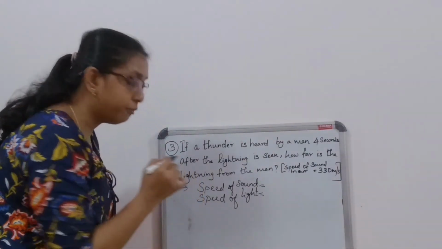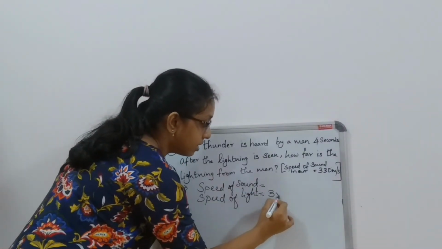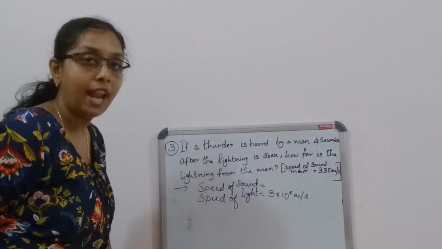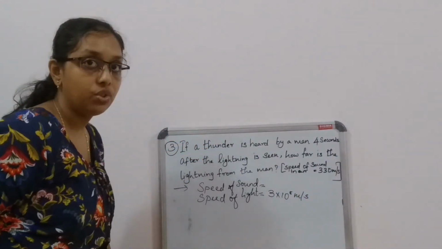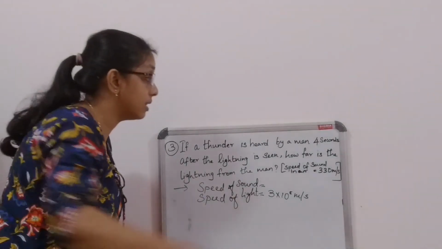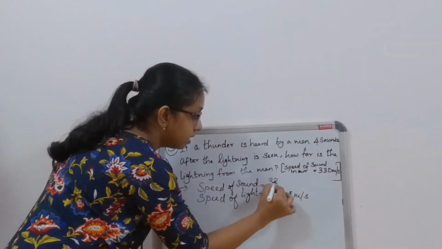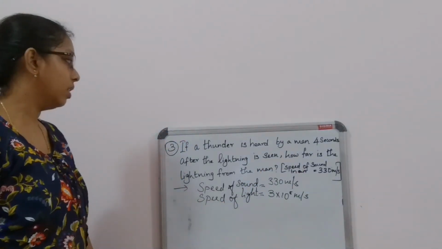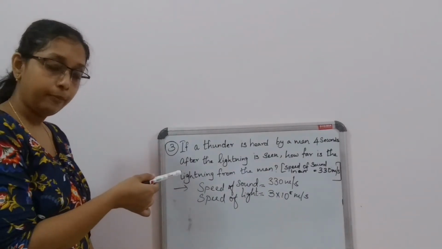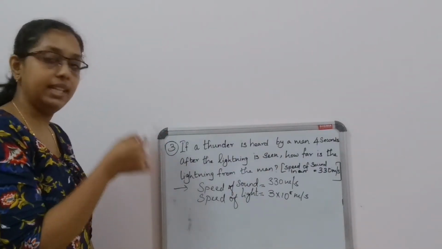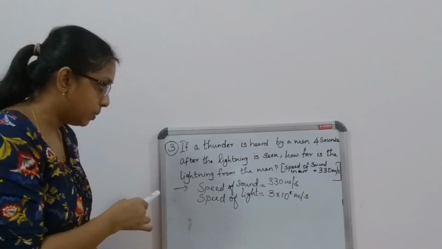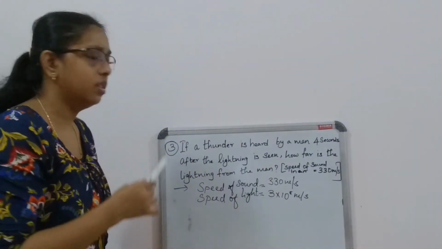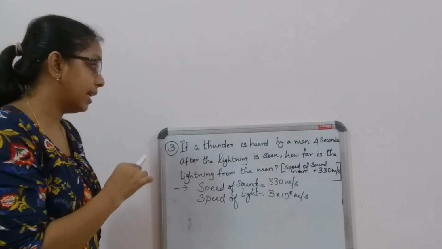Universally, the speed of light is given as a constant, 3 into 10 raised to 8 meter per second. What is the speed of light in air? 3 into 10 raised to 8 meter per second. And the sound here, they have given 330 meter per second. Now see the question. Thunder is heard 4 seconds after the lightning is seen. That means speed of light is greater than speed of sound. Now the question is, how far is the lightning from the man?